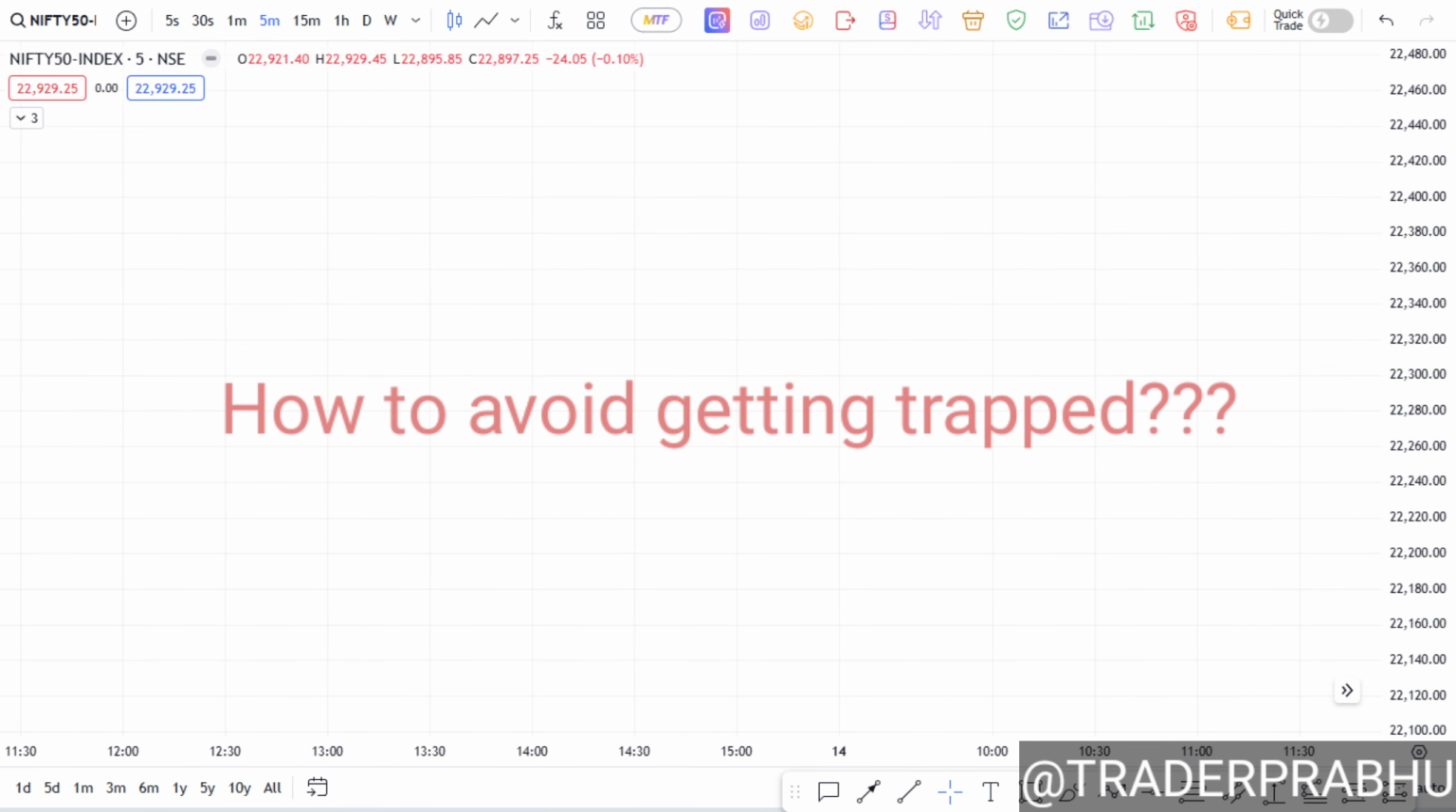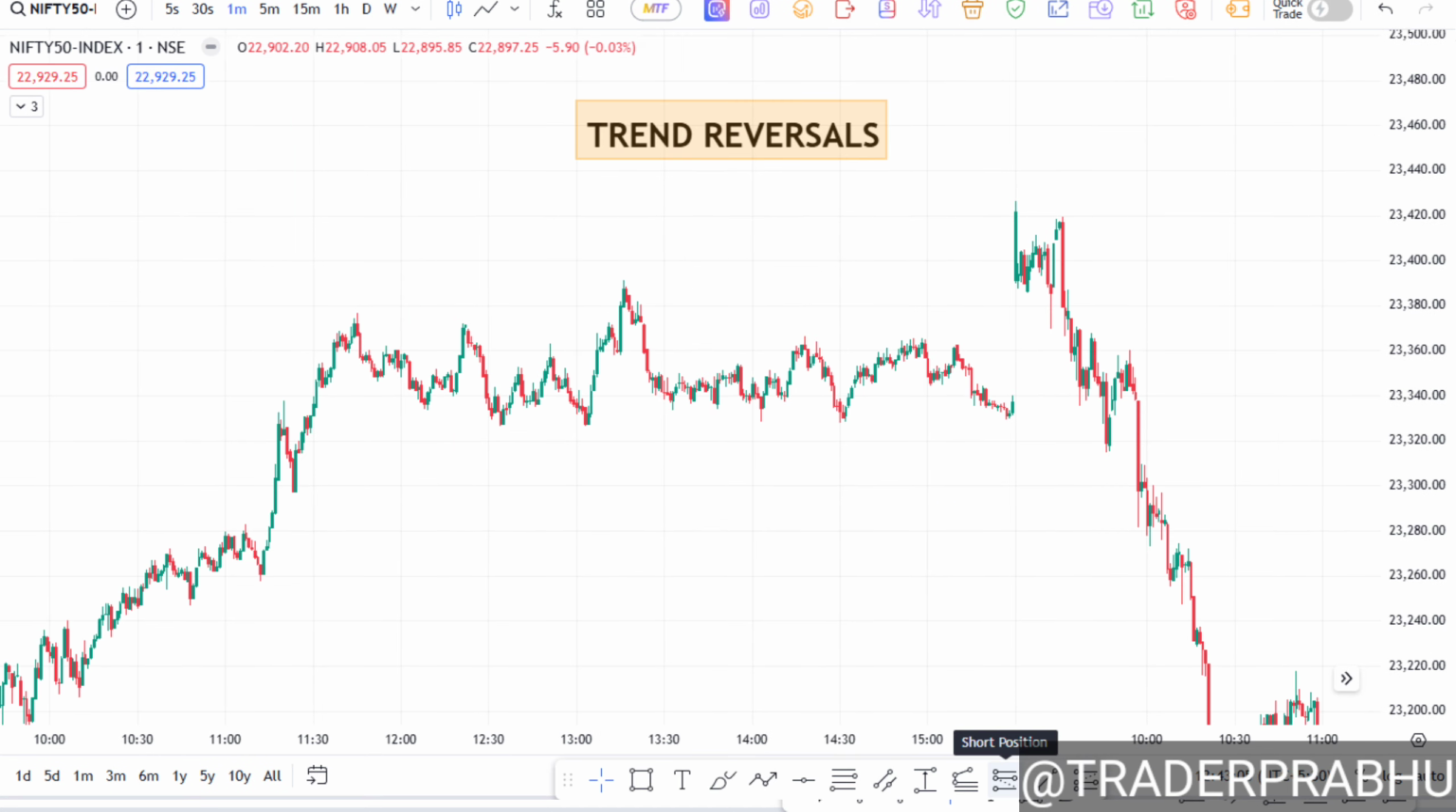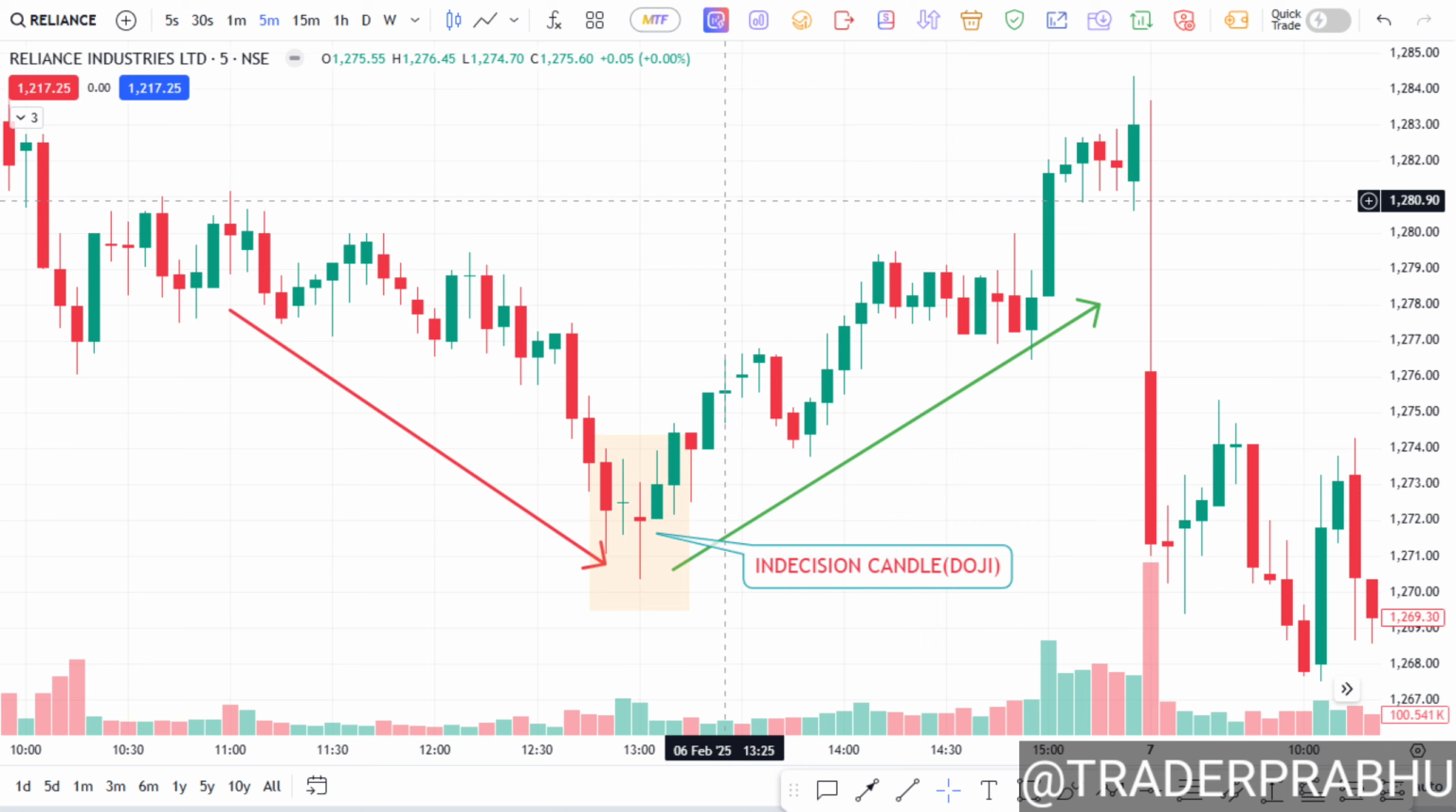How to avoid getting trapped? So how do you avoid these traps and spot real reversals? First one, look for weakness in the trend. In an uptrend, if the price fails to make a new high, be cautious. In a downtrend, if the price fails to make new lows, it may reverse.